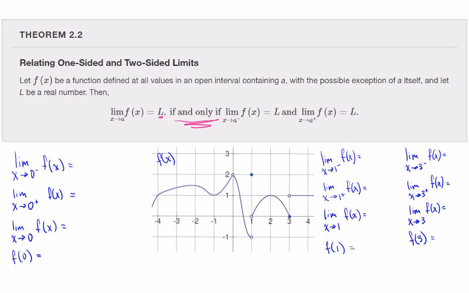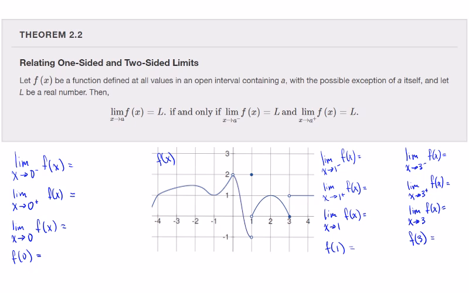If and only if the limit from the left equals L and the limit from the right side also equals L. Okay, so a two-sided limit only exists if the limit from the left is equal to the limit from the right. And whatever value they equal, that's the value the two-sided limit will equal. So if you're trying to find a two-sided limit, a lot of times you find the one-sided limit on either side and see if they're the same, and if they are, then that value will also be the two-sided limit.